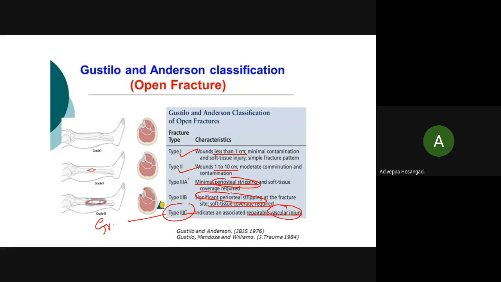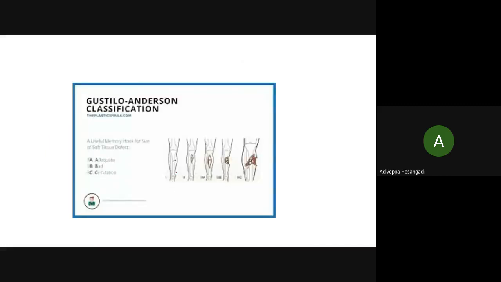is a grievous or very urgent requirement for two reasons. It is an open fracture and second is vascular injury. So this is a dreaded emergency. Okay, to make it more simple, I have one more slide for you. Please remember, this slide appears a little poor, but this helps you to remember 3ABC. A is what? Adequate soft tissue coverage is there. B is bad. C is circulation is impaired.